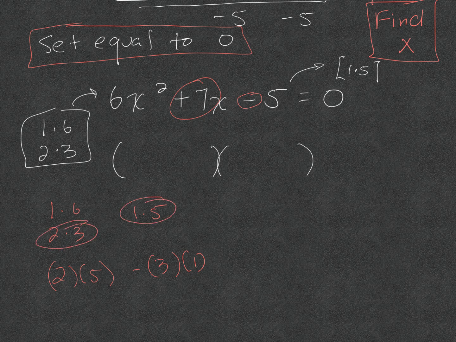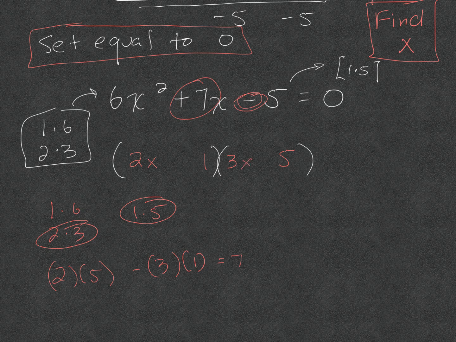That means the 2 and the 5 go on the outside. The 3 and the 1 go on the inside. Outside times outside plus inside times inside, or in this case, minus inside times inside. That would give me 7. So I'm going to put 2x and a 3x.